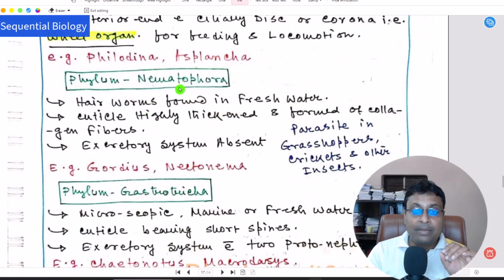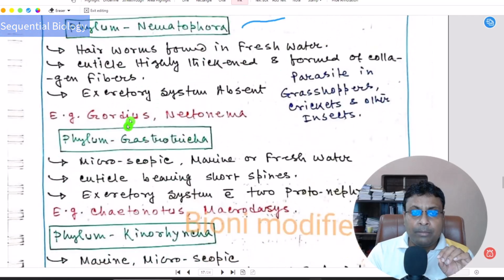And the next phylum is phylum Nematomorpha. They are hair worms and are found in fresh water. Hair worm means they are very, very thin and hair-like worms, and the cuticle is highly thickened and formed of collagen fibers, and the excretory system is usually absent. The members of this phylum Nematomorpha are parasites in grasshoppers, crickets, and other insects. Examples of this phylum Nematomorpha are Gordius and Nectonema.